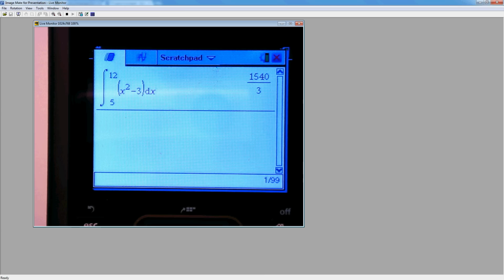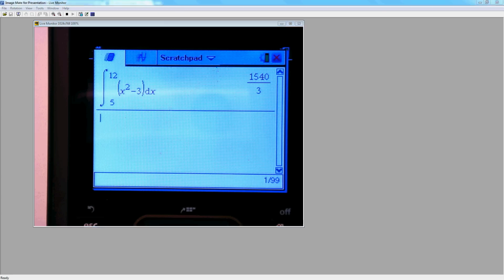The TI Nspires are so much easier to use. I really think it's going to be worth it to jump to this format because it really helps you if you take the AP exam or if you take calculus in college or something like that. It's really going to come in handy.